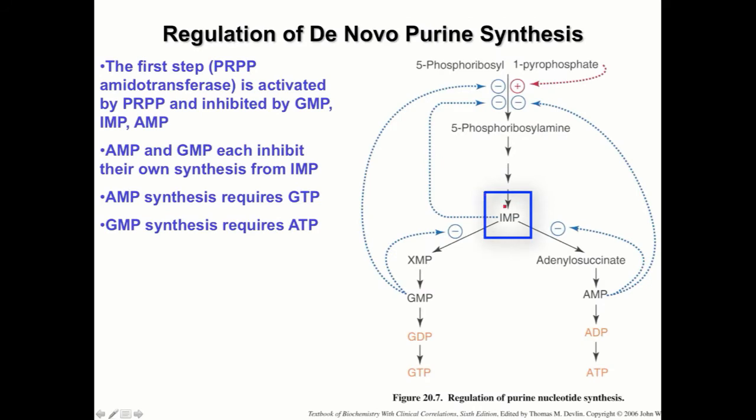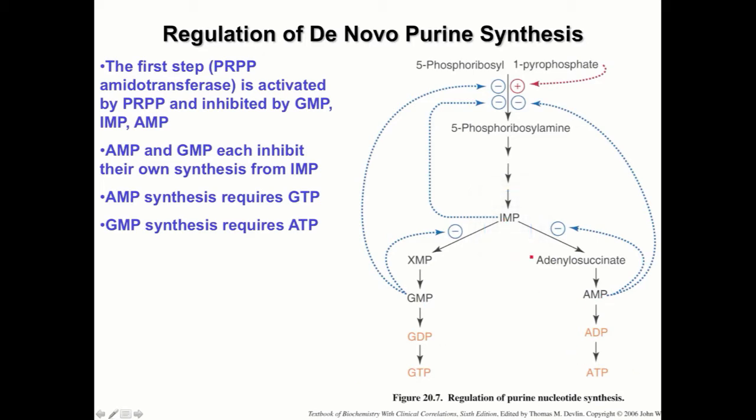IMP, which is that purine we saw in the previous slide, can be converted to either GMP or AMP. We won't talk about the pathways in detail, but this molecule, IMP, which is not found in RNA or DNA, can be converted to GMP and AMP, and then these can be made into the triphosphates.